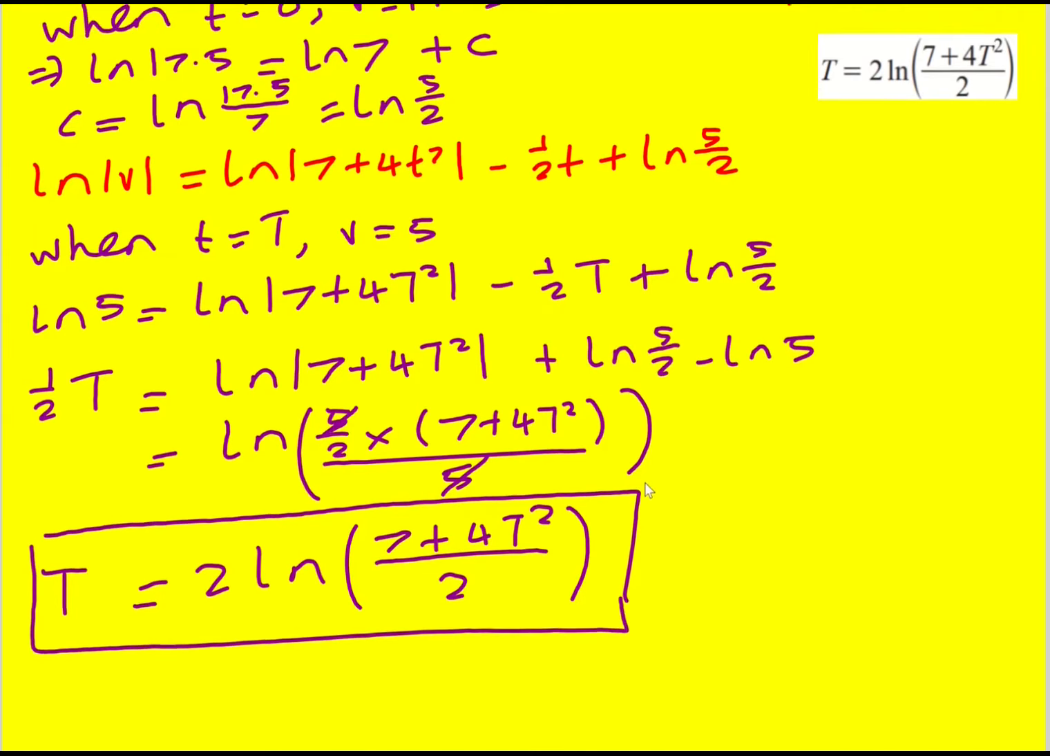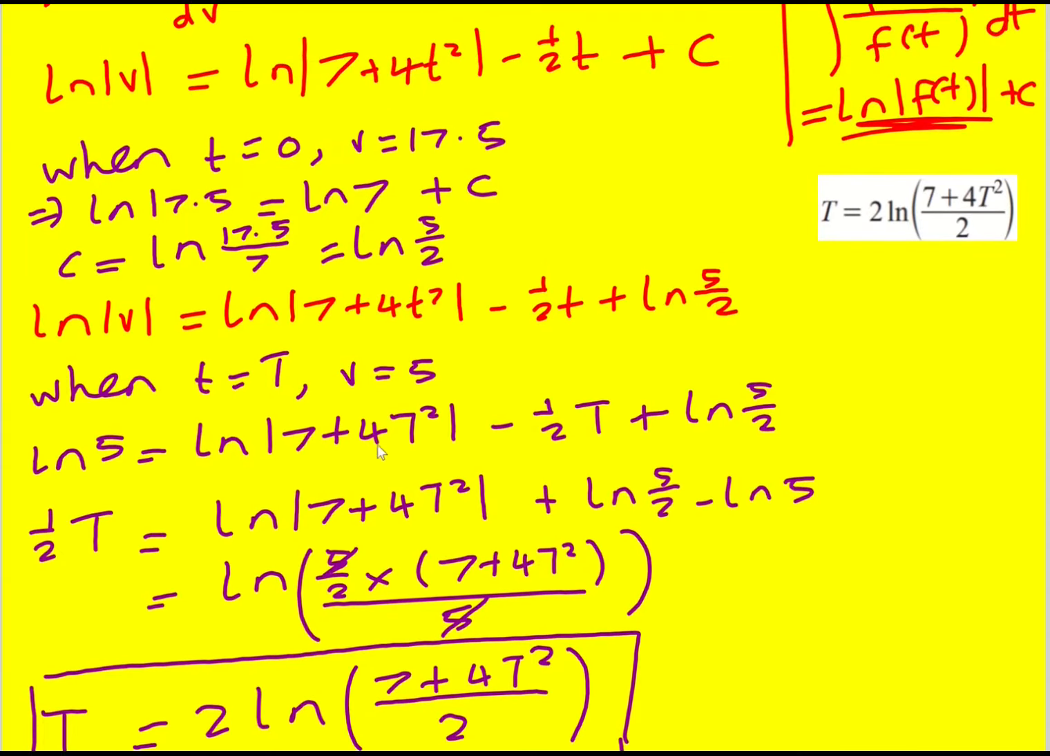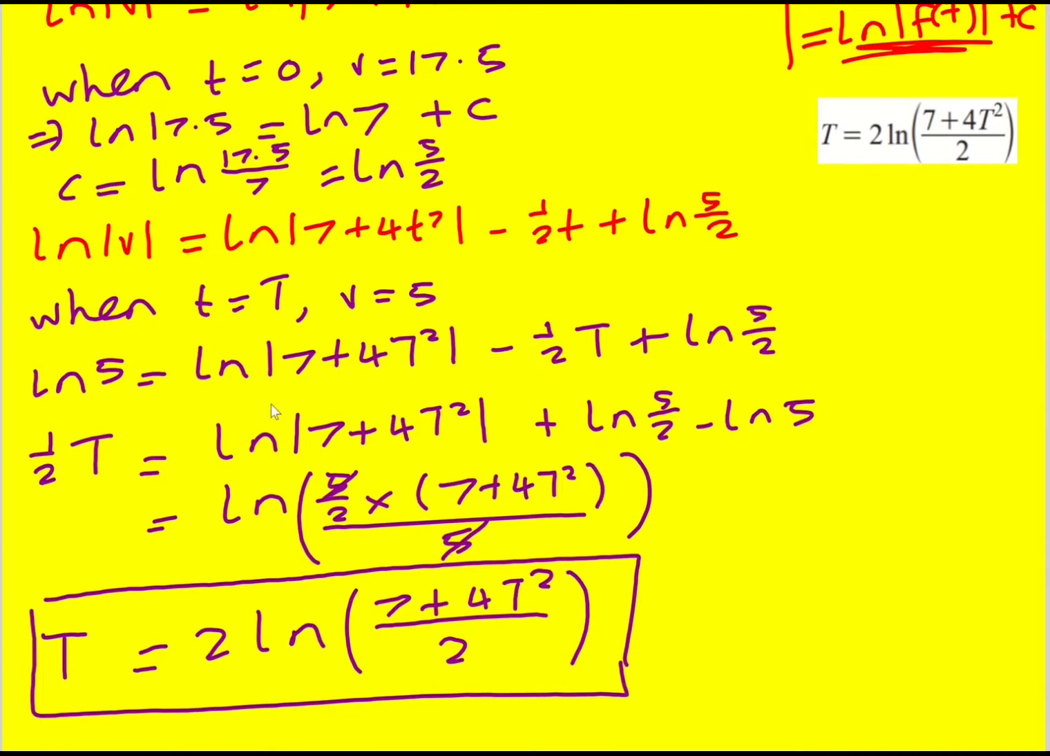The only thing that I've done there that I haven't explained actually is I had a modulus sign around the ln with the t squared in it, but it's always going to be positive, so I don't actually need it. That's why I could just get rid of it.